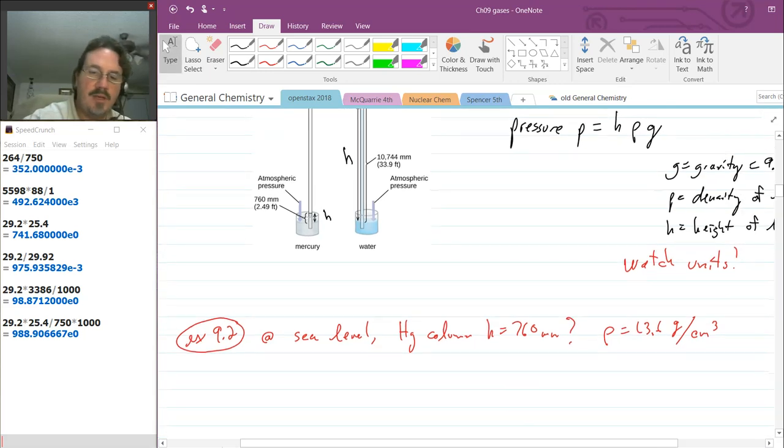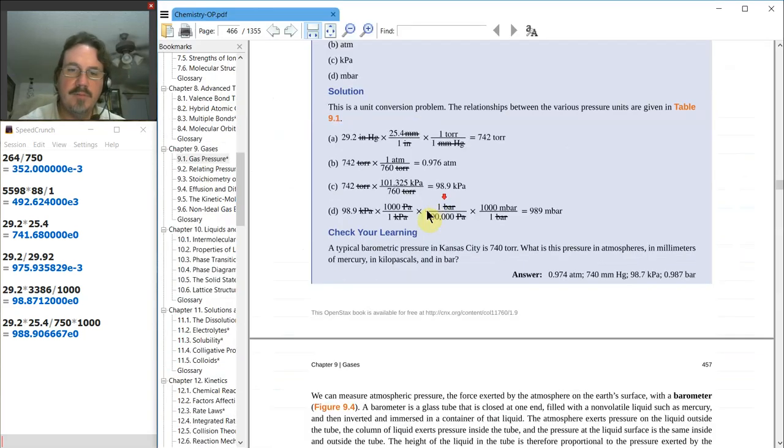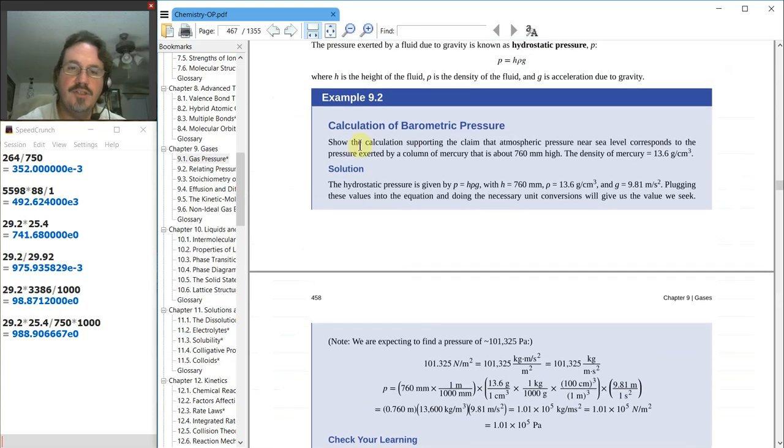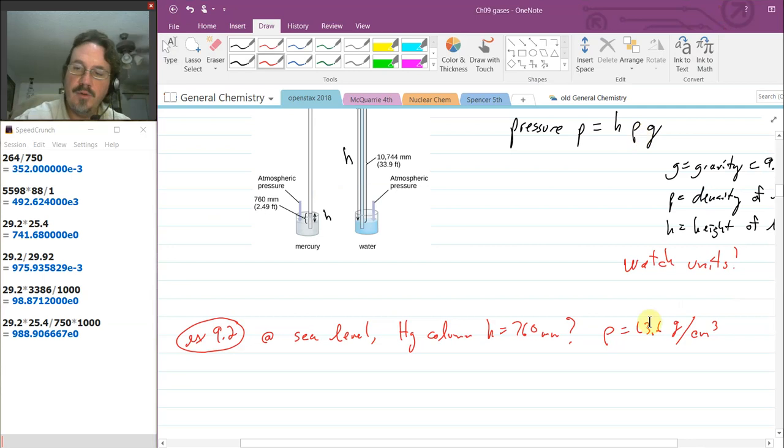So let's do an example. 9.2. Let's call that up here. 9.2 says, show the calculation supporting the claim that the atmospheric pressure near sea level corresponds to the pressure exerted by a column of mercury that's about 760 millimeters high. The density of mercury is 13.6 grams per cubic centimeter. All right, so 13.6 grams per cubic centimeter, that's how dense this mercury is. Of course, one atmosphere, we expect it to be 760 millimeters of mercury. We know that conversion. They're saying, prove it.